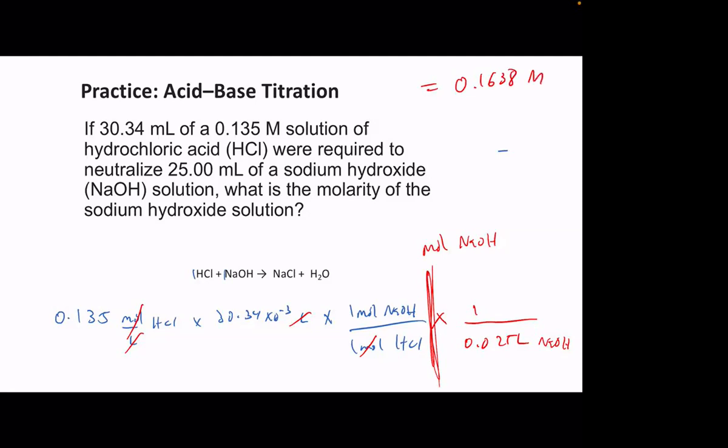Did you figure out what you did wrong? It's probably the way you're putting in the 30.34. Don't do times 10 to, do second EE negative 3. That might be creating a problem. Looking at the numbers, think about it. We used 30 mL to neutralize 25 mL, which means the original sample should be slightly larger than the 0.135. And that's what we got, 0.1638.